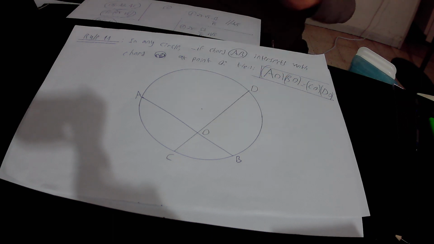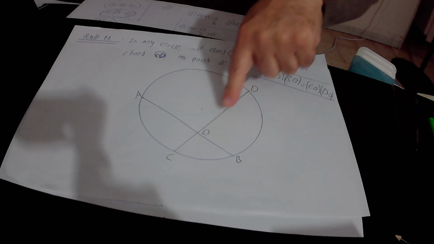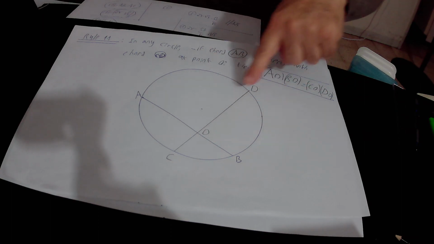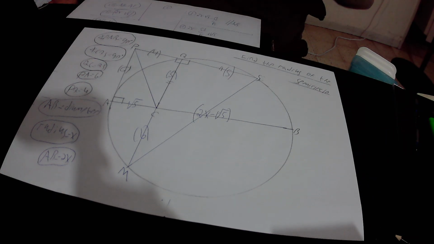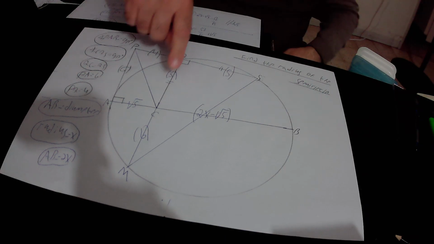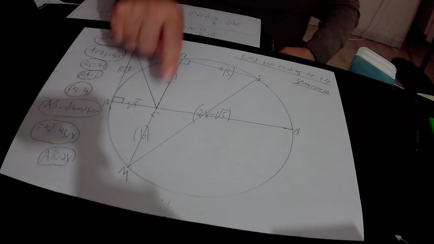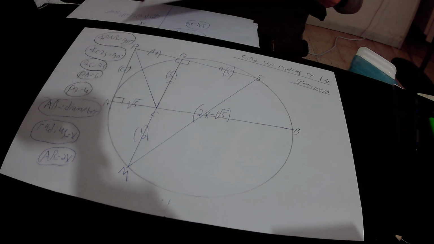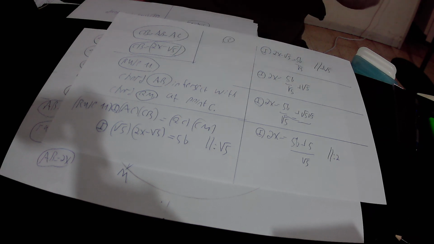Whenever you have two chords that intersect with each other inside the circle, then the following equation will be true: AO times OB equals CO times OD. We actually can implement rule number 11 in our domain, because in our domain we also have two chords that intersect with each other inside this circle. Here we have chord AB that intersects with chord QM at point C.